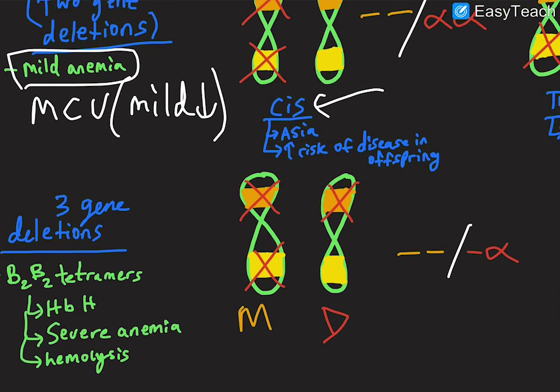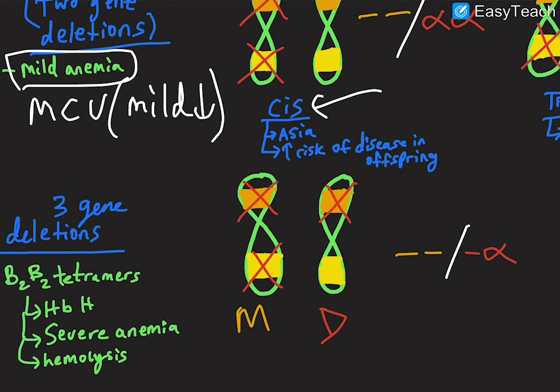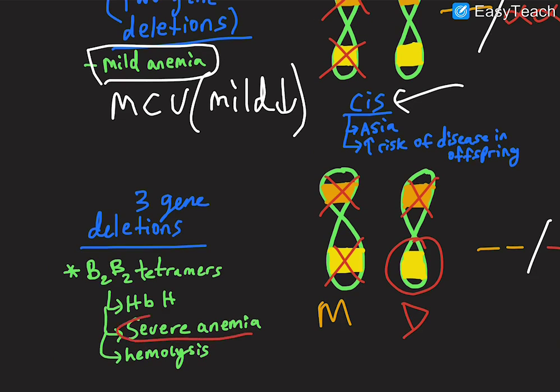And the reason why is if you have three out of the four alpha genes deleted, one alpha gene is not enough to produce adequate alpha globin chains. So if you don't produce adequate alpha globin chains, the amount of hemoglobin produced drops. That's where you get severe anemia. Severe anemia, so that's one of the findings.